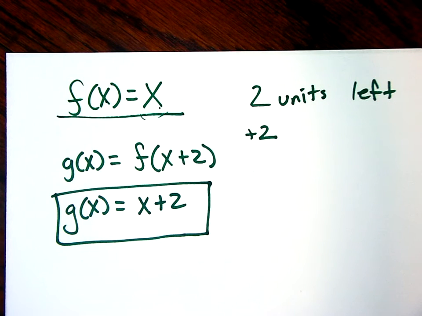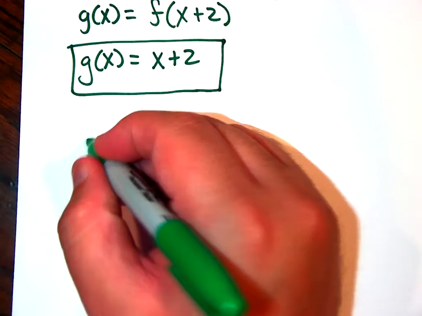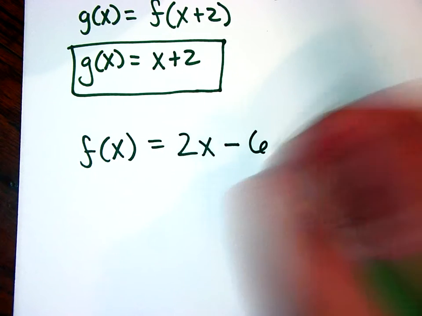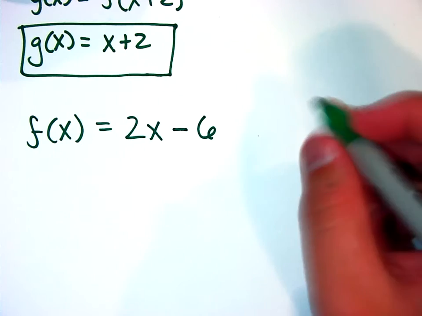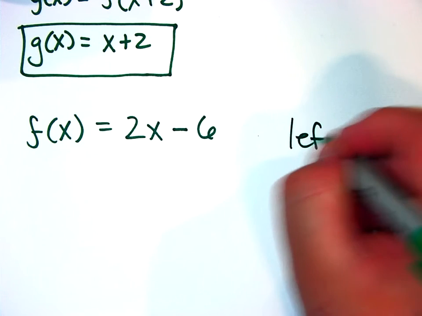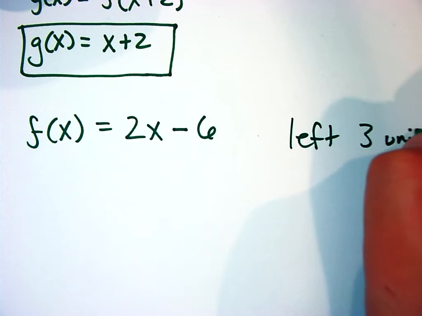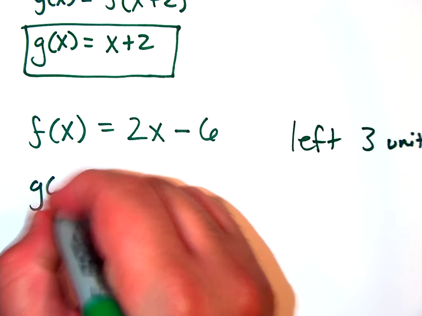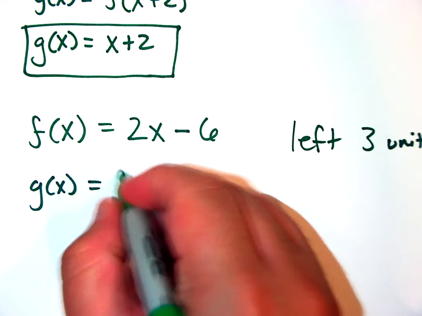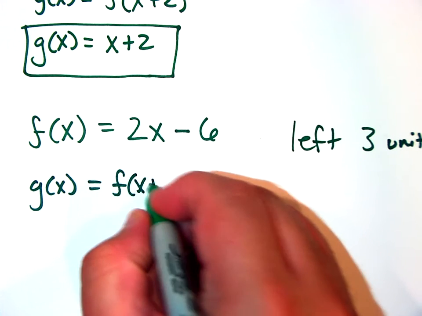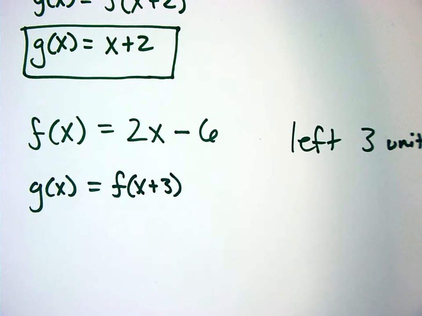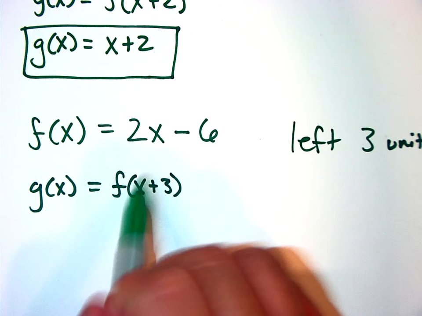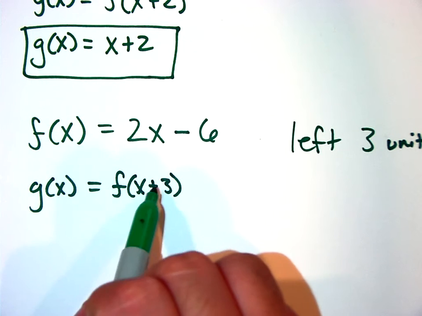So let's try something else. What if I told you f of x is equal to 2x minus 6, and we want to translate that thing left 3 units? Well, our new function g of x is going to be f of x plus 3. Now here, instead of just f of x, I have f of x plus 3. So inside, x changed to x plus 3.